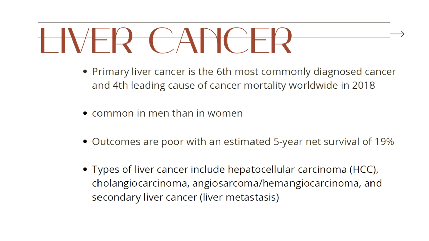The types of liver cancer include hepatocellular carcinoma, or the primary liver cancer, cholangiocarcinoma, or the bile duct cancer, angiosarcoma or hemangiosarcoma, which begins in the blood vessels of the liver and grows quickly, and the secondary liver cancer, also known as the liver metastasis, which occurs when primary liver cancer spreads to other body parts. And most liver metastases originate from colon, or colorectal cancer.